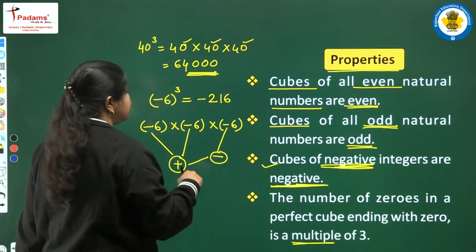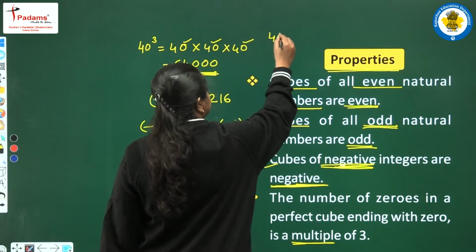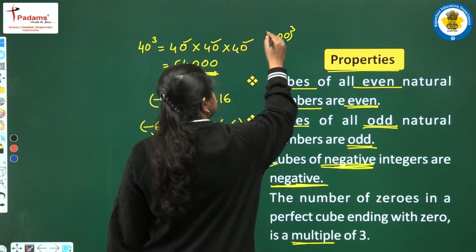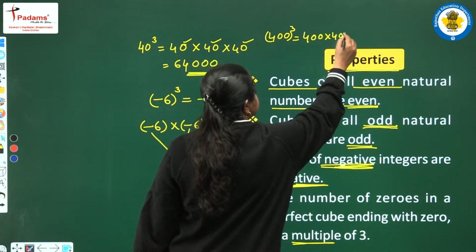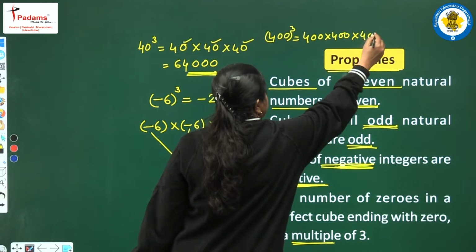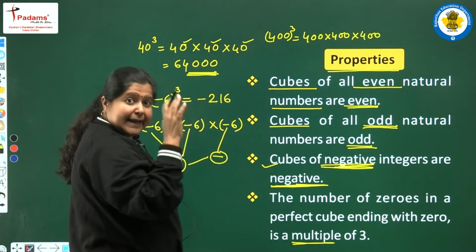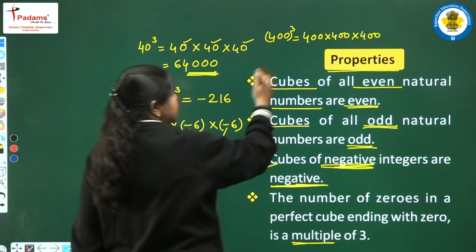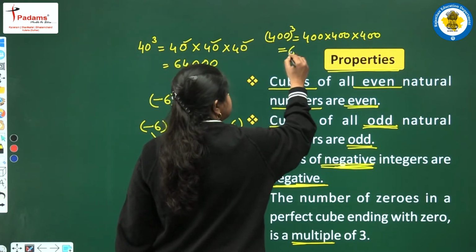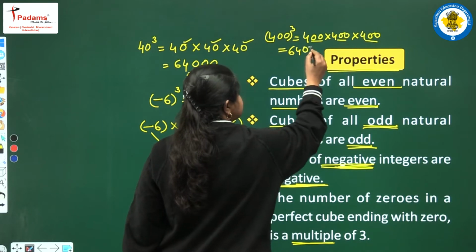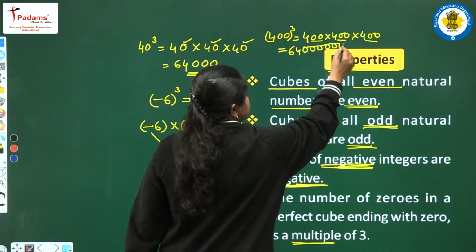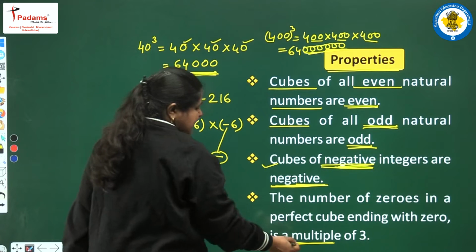Let us take another number. If we find 400 cube, then multiply 400 by itself 3 times. Power 3 means we have to multiply 400 by itself only 3 times, and this will give you 64. And how many zeros? 2, 2, 2, 6 zeros, and again 6 is a multiple of 3.